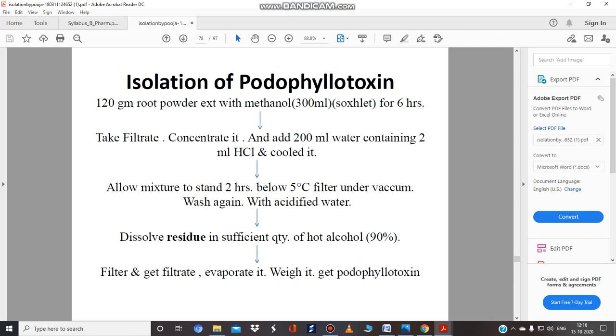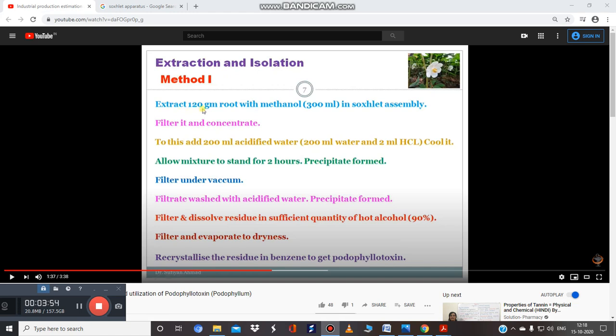Then you will filter it, then concentrate it, then you will just add water which contains HCl, or you can say we will add acidified water, and we will allow it to stand for at least 2 hours, filter it, wash it, and then we will dissolve the residue in hot alcohol. Over here one step is missing actually. I am showing you. Wait a second. Just see here.